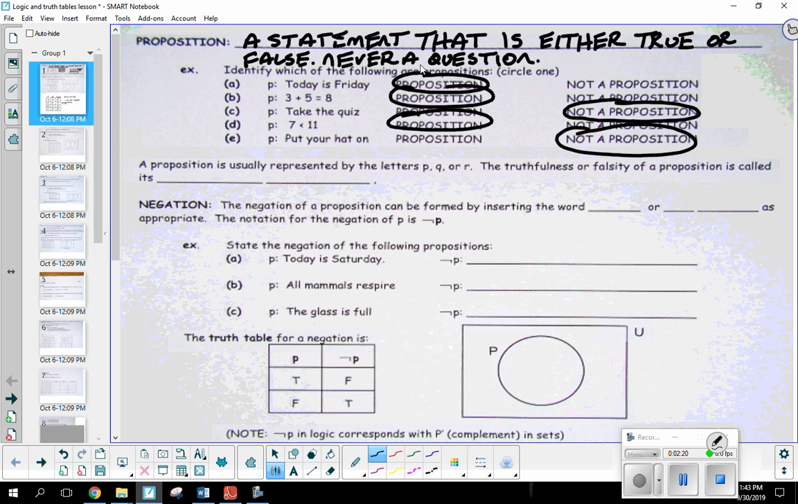A proposition is usually represented by the letters P, Q, or R. The truthfulness or falsity of a proposition is called its truth value.